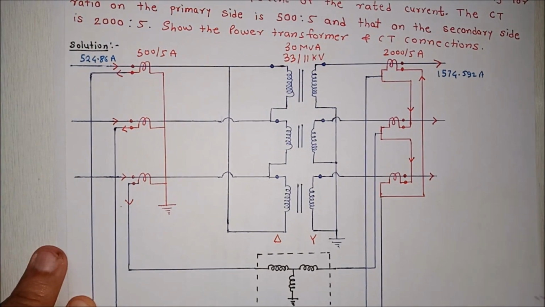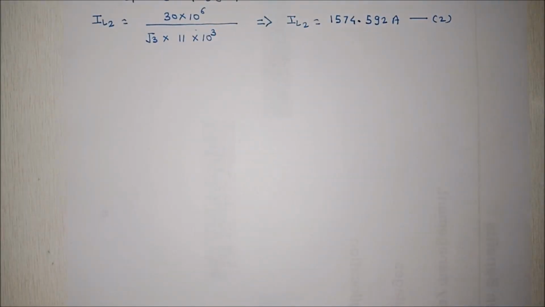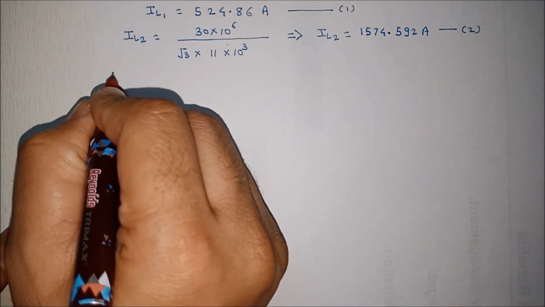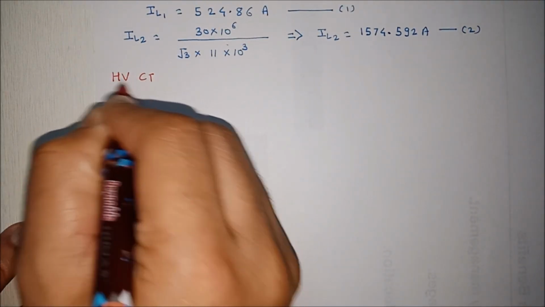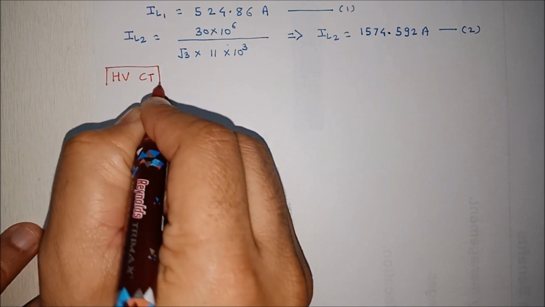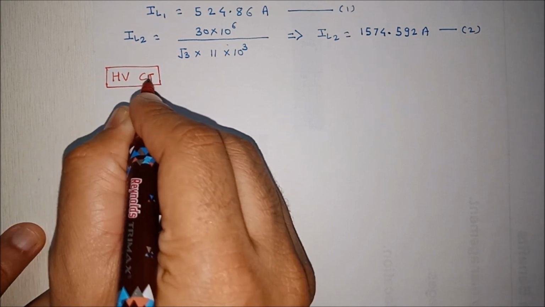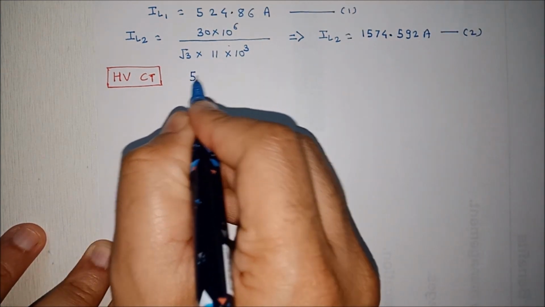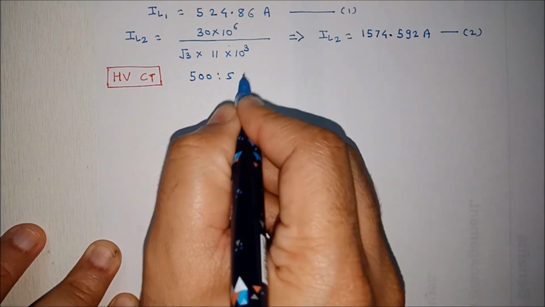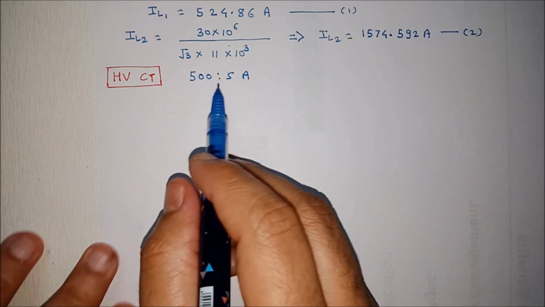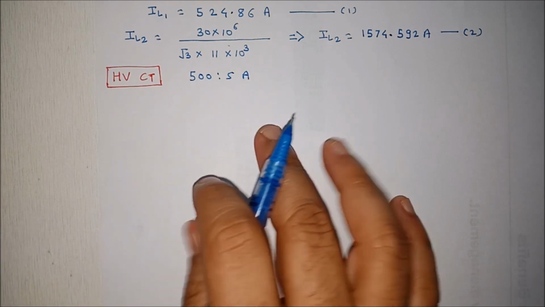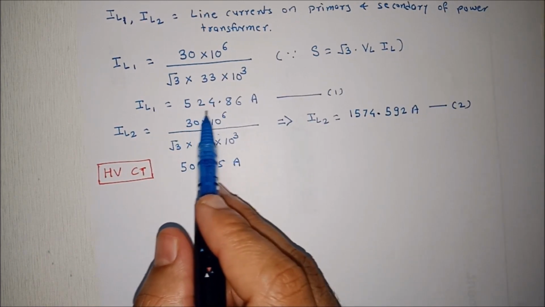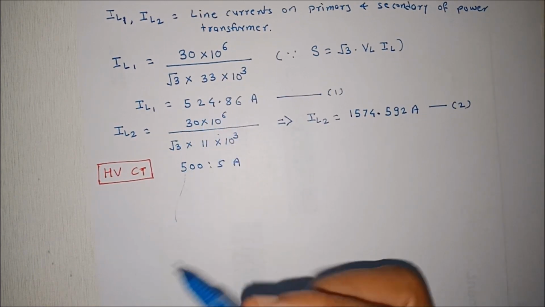Okay, now let us consider first of all the HV CT, which is the CT installed on the HV side. Now what is the CT ratio of HV CT? It is 500 is to 5 ampere. Means if primary current is 500, secondary current will be 5. Now how much is primary current in our case? It is 524.86 because that is the rated current.